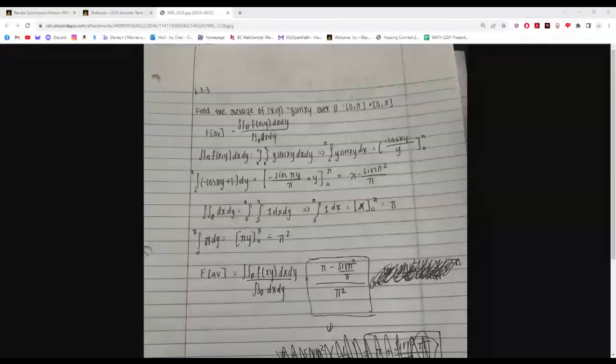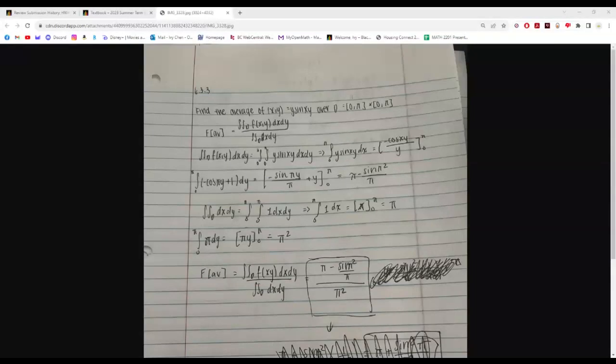So I chose to do 6.3.3, and for this unit, we have to use integrals to find applications. And for my question, it's asking to find the average of xy over the region where y sine xy, for x from 0 to pi and y from 0 to pi. So to find the average, we have to use the equation, the double integral of xy dx dy over dx dy.